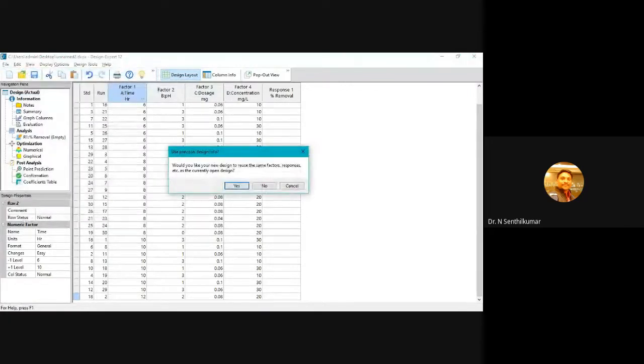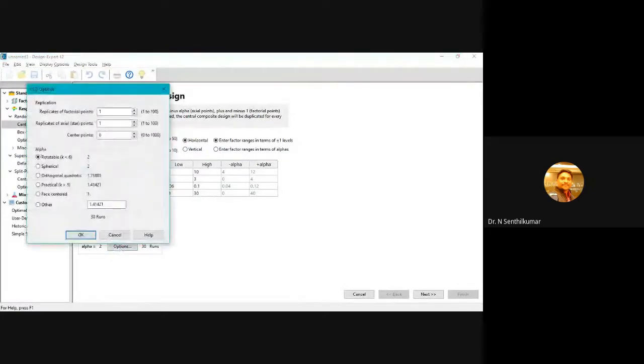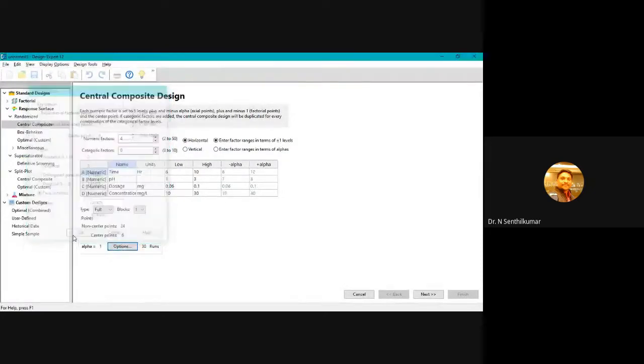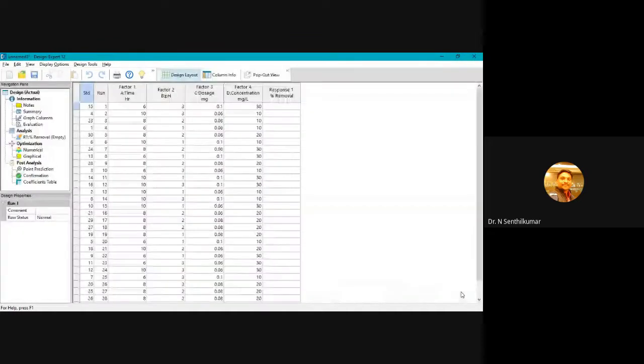Would you like your new design to reuse the same factors? Yes. Now you can see the same thing. Now I am going to change the options to face center. Okay. Then next, the same removal finish.